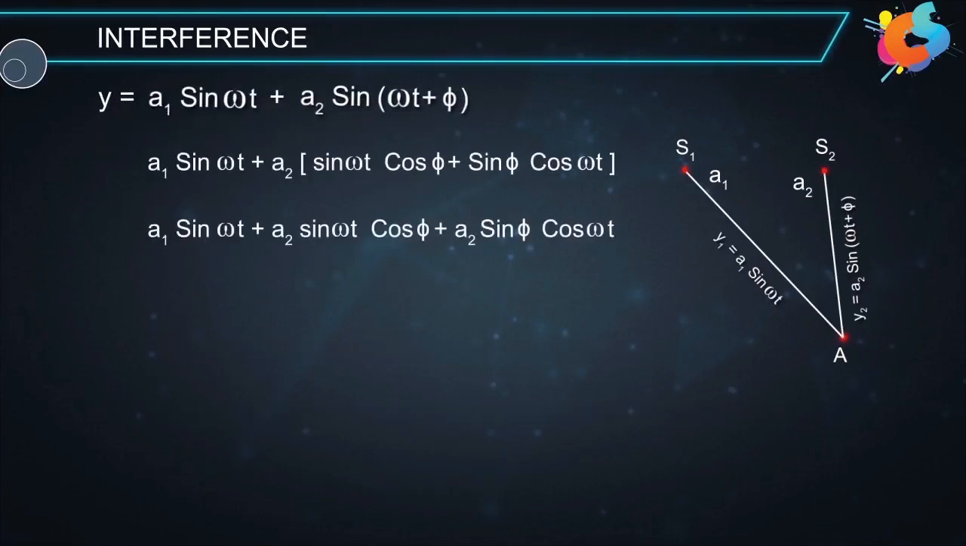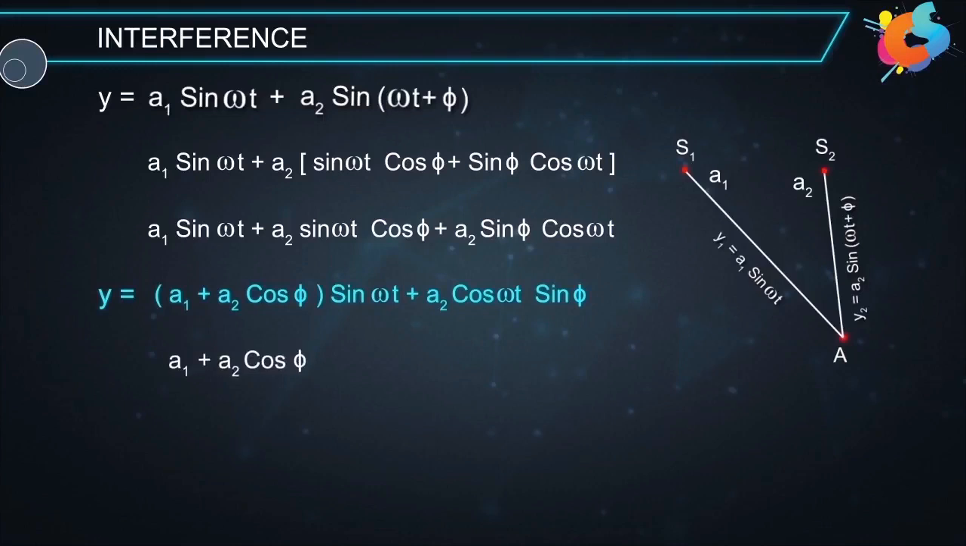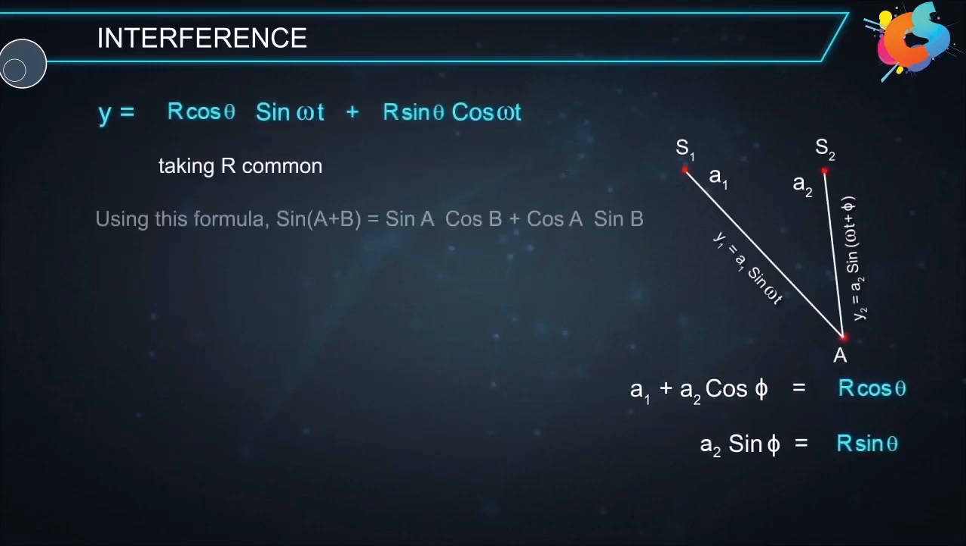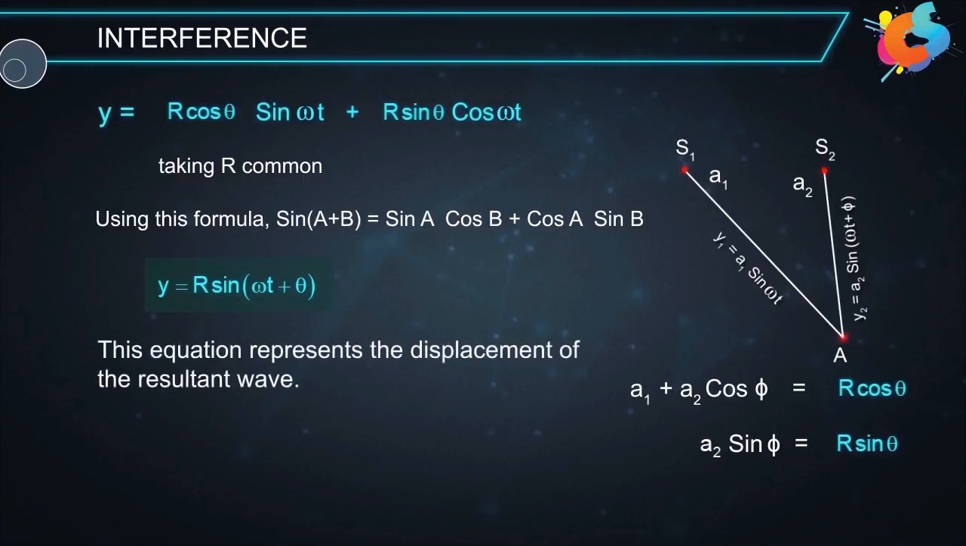After simplification, we get y = (a1 + a2 cos φ) sin ωt + a2 cos ωt sin φ. Now let us take a1 + a2 cos φ = r cos θ and a2 sin φ = r sin θ. If we substitute these values, we get y = r cos θ sin ωt + r sin θ cos ωt. Now take r as common. Using the formula sin(a + b) = sin a cos b + cos a sin b, we get y = r sin(ωt + θ).